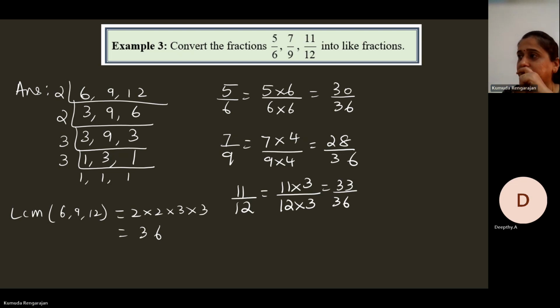Get the difference? In this question we have the numbers 6, 9, and 12. If we have to find the HCF of 6, 9, and 12, we cannot start with 2. You have to use a prime number that divides all three numbers, so you have to use 3, not 2. But when you're finding the LCM, you can use 2 because 6 and 12 are divisible by 2.